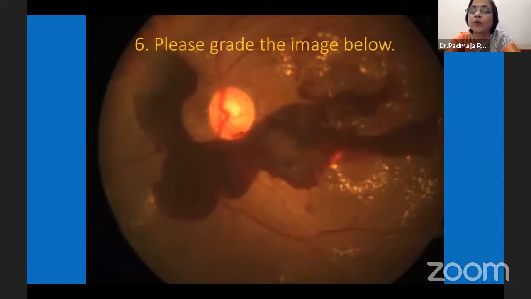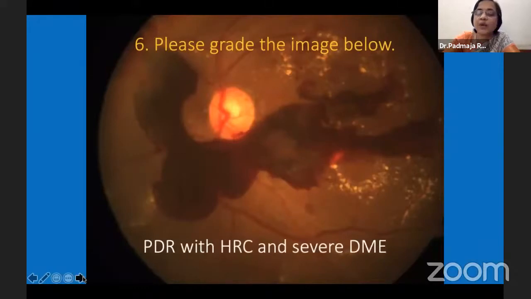And don't forget about the macula. What do you think? Here there is some amount of macula also seen. What do you think about the macular status? So it's a severe DME that is also involved. There is some amount of hard exudates which are involving the foveal center. So you can say this is PDR with high risk characteristics with severe DME.